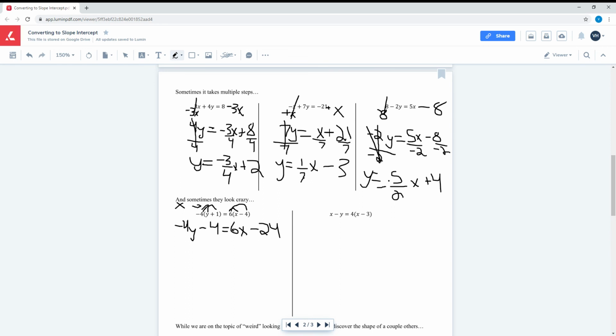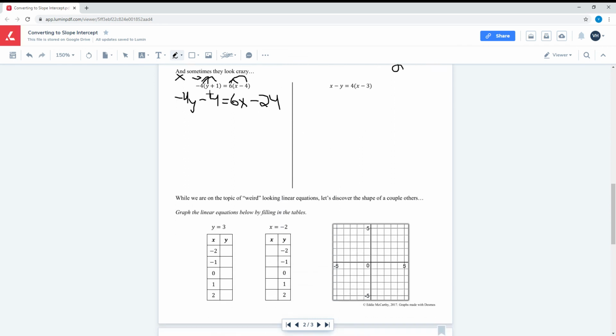It's actually starting to look like the problems we already did, which makes it less intimidating. All right, so we go back to the basics now. We just want to get rid of these numbers right here that are attached to the y. We don't care about this negative 4 or this negative 4. We want to get it to the other side.